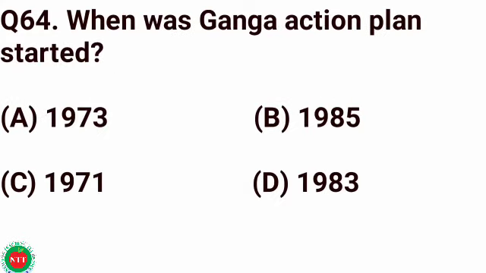Question 64. When was Ganga Action Plan started? A. 1973, B. 1985, C. 1971, D. 1983. Option B is the right answer, 1985.